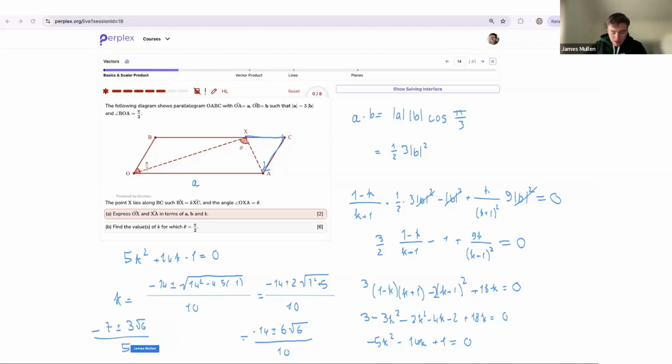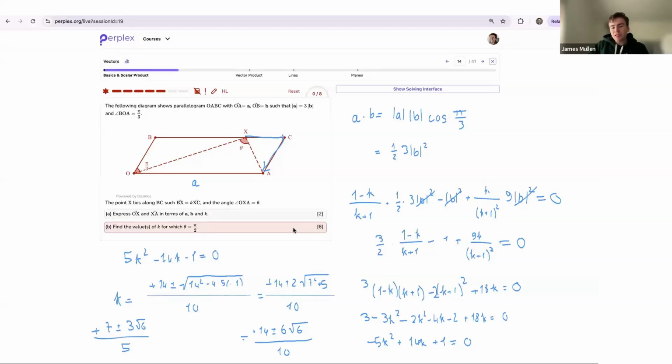Now, the question says find the value, so there might be two, but you have to be very, very careful here. If I was doing minus, is it supposed to be minus? No, it's supposed to be a positive 7. So what did I do wrong? Hang on. Sorry, this was plus 14k. This was minus 14k. I made a sign error. And this is plus 14. Okay, so it's 7 plus or minus 3 root 6.